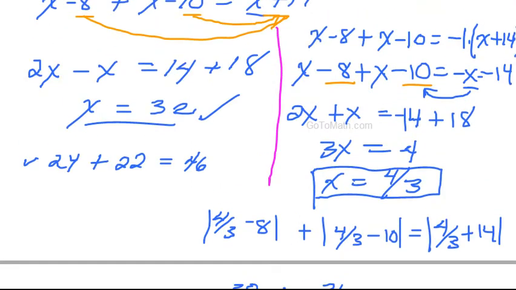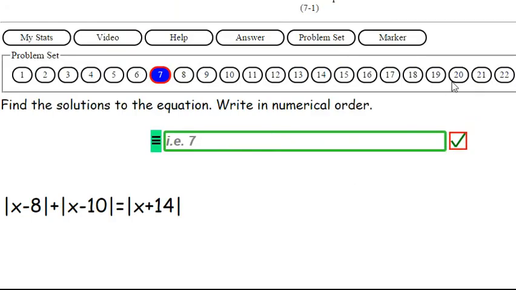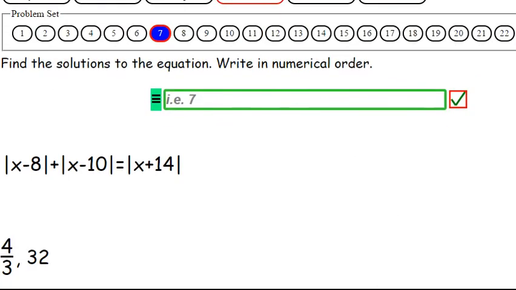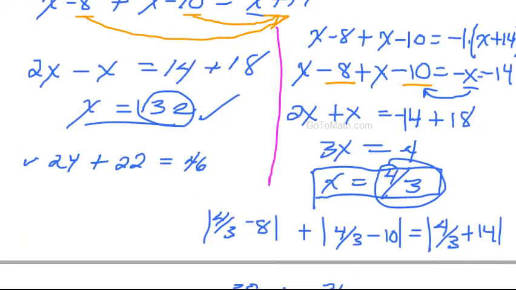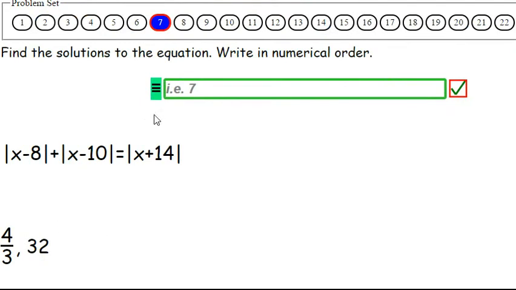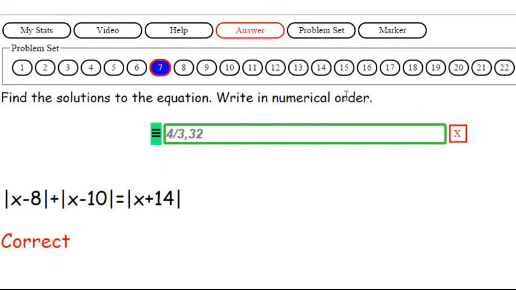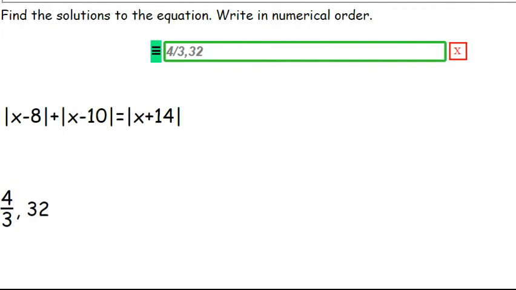Alright, so our two solutions are 32 and 4 over 3. So 4 over 3 and 32. Let's go back. Okay, 4/3 and 32. Yep, kind of sloppy there, isn't it? So we'd type in 4/3, comma 32. Hold our breath. You never know. Okay, so there you go.